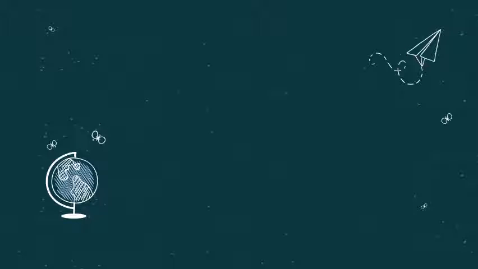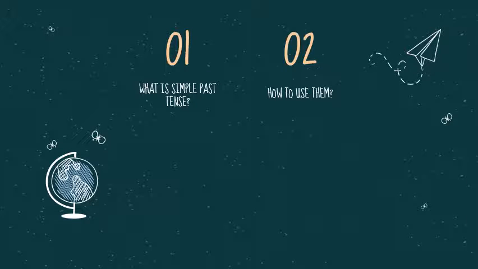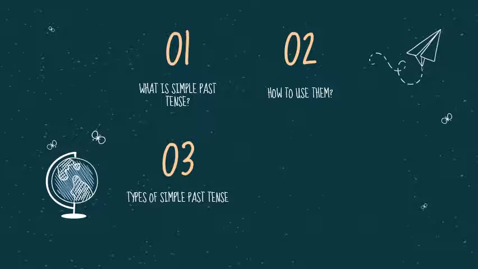Before we begin our lesson, I want everybody to get ready your books, your notes, so that you can note down whatever I will explain today. Firstly, we will be looking at what is simple past tense, and then how to use them, then the types of simple past tense, as well as examples of simple past tense in sentences. Okay, let's move on.